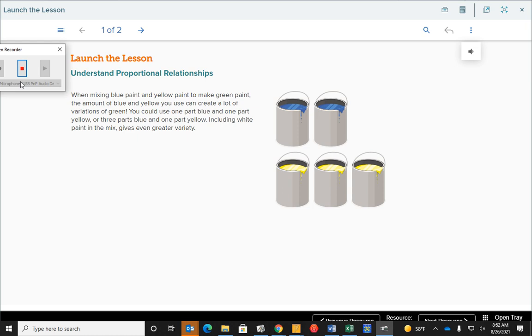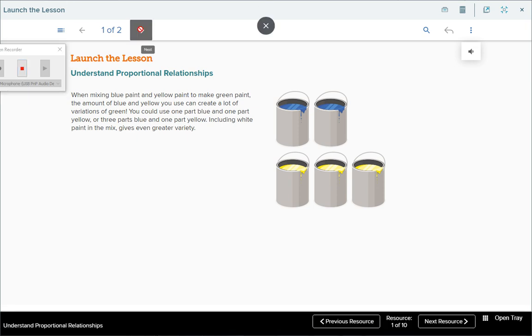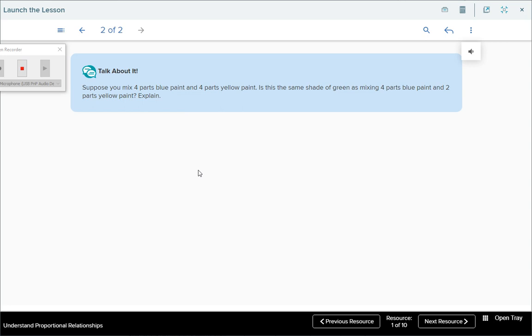It says you could use 1 part blue and 1 part yellow, or 3 parts blue and 1 part yellow, including white paint in the mix, to give it even greater variety. So let's say we did 4 parts blue and 4 parts yellow. Would that be the same shade as mixing 4 parts blue and 2 parts yellow? Will we have 2 different colors? Listen to what I said. If I put 4 parts blue, 4 parts yellow, and I mixed them together, and then I did 4 parts blue and 2 parts yellow, are those going to be the same? Those would not be proportional, would they?